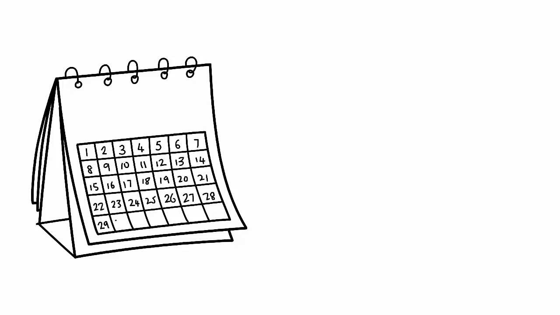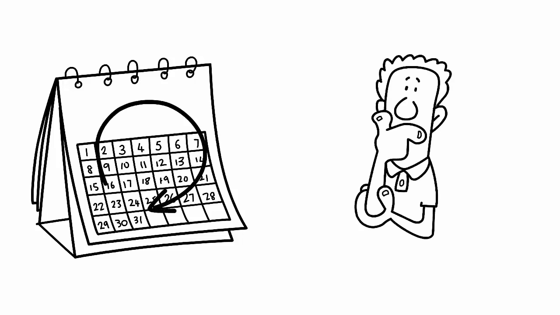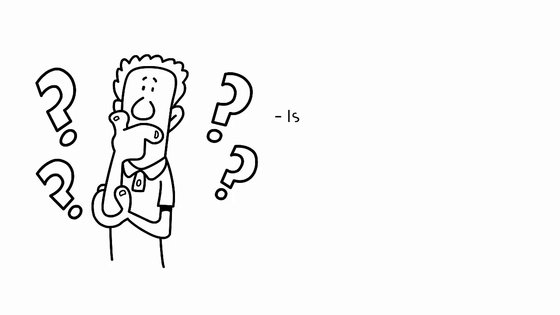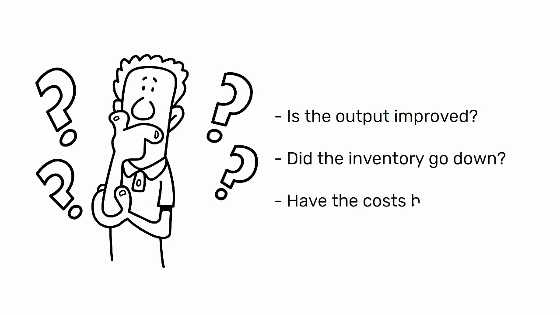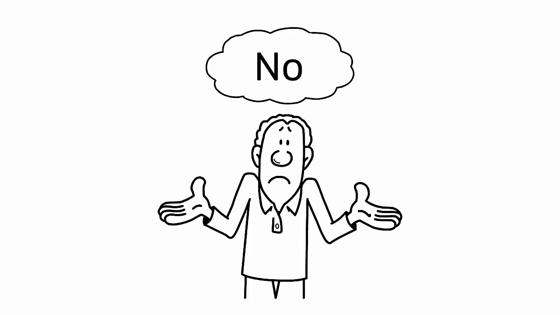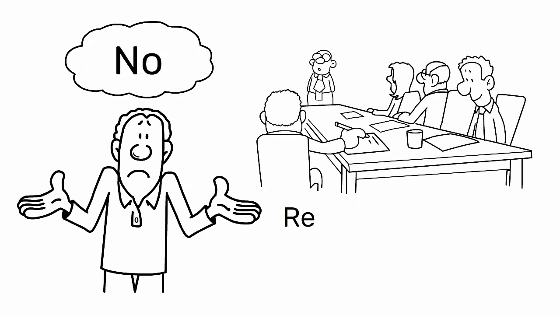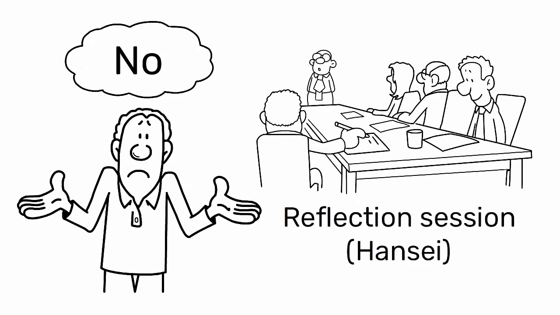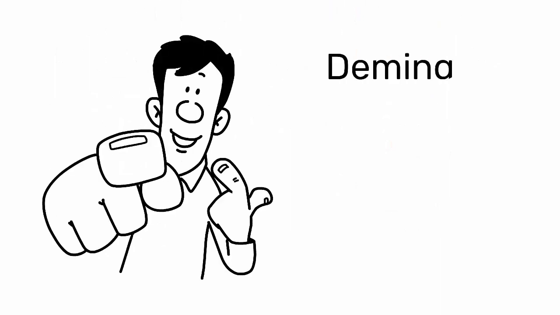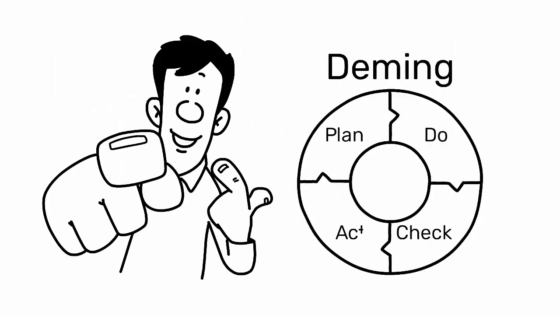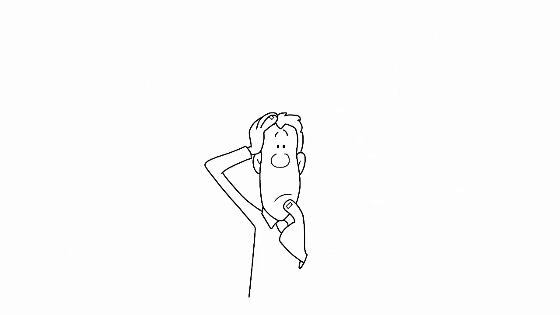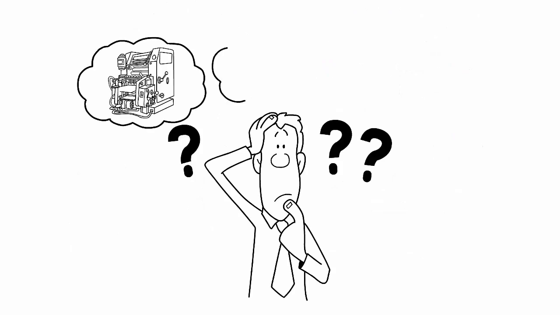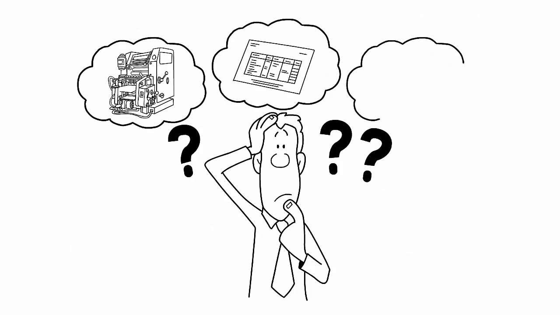10. At this point, after a few weeks, the manager should ask themselves the following questions. Is the output improved? Did the inventory go down? Have the costs been reduced? If the answer is no, then there is something wrong with the method, and you need to get the team together for a reflection session, Hansei. This phase is also taught by Deming in the plan, do, check, act cycle. Here are some possible reflections. Did we pick the wrong machine? Is the data reliable? Are the sensei and coaches suitable?